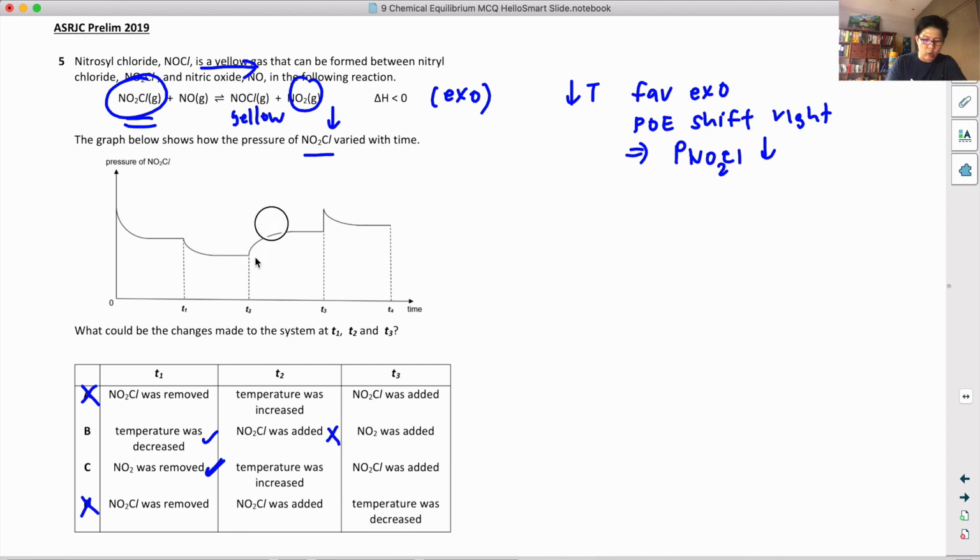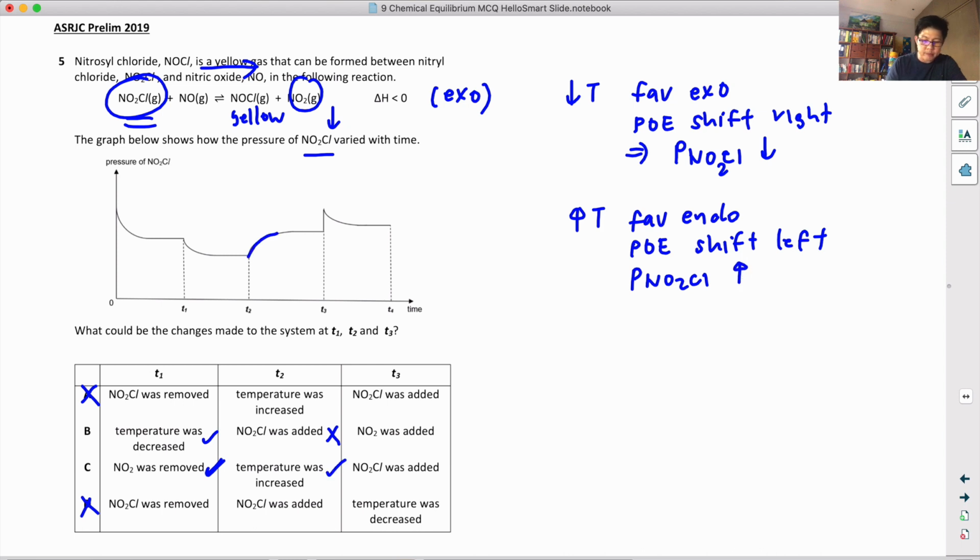Okay, but let's run through the entire C. Temperature was increased. When temperature is increased, it will favor endothermic. All right, so favoring endothermic means your position of equilibrium will shift left. Okay, favor the endo, shift left. So the pressure of NO2Cl will actually increase, so it does go up over here, so this is correct. Over here you can see there's a bump up, so this was added, which is true. So yeah, the answer should be C.